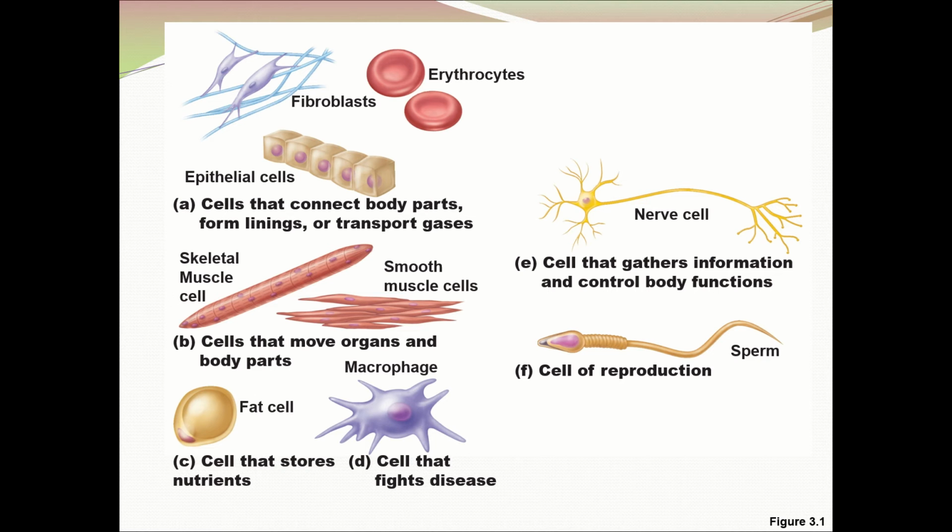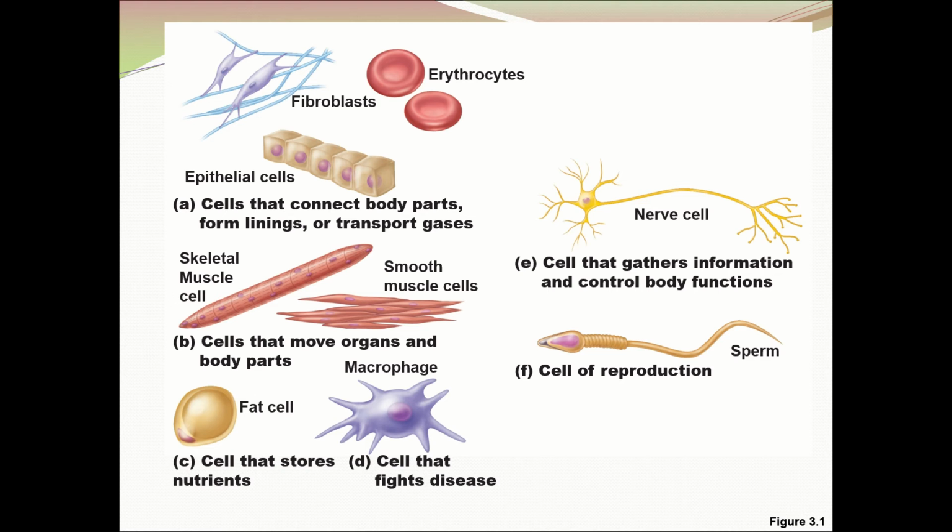Illustration C shows a cell that stores nutrients, such as a fat cell, also known as an adipocyte. Illustration D shows a cell that fights disease. This is called a macrophage, and you can see the extensions off of the macrophage. This type of cell actually moves on its own throughout the body, searching for pathogens to destroy.